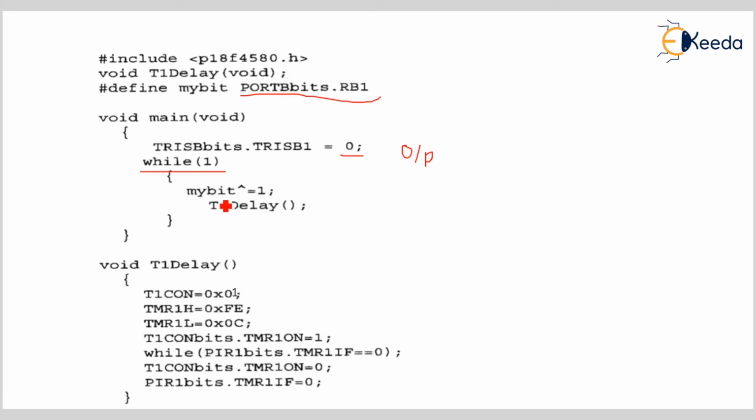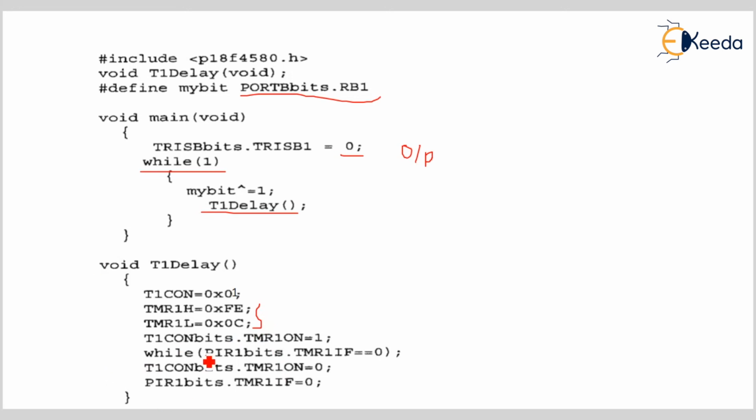Now my bit is toggled with 1, and it gives a time delay. Here it calls the function T1delay. In the T1delay function, I have to write a subroutine. In that subroutine, we have to set this T1CON as 16-bit without prescaler, so the count will be 0x01. So earlier we have already calculated these two counts.